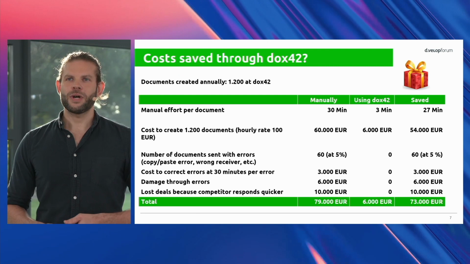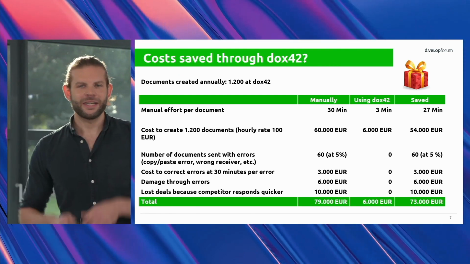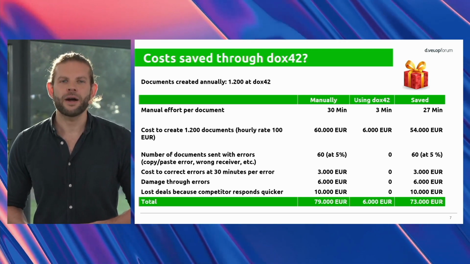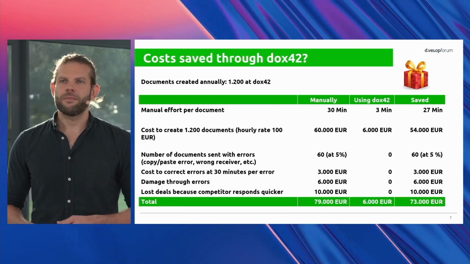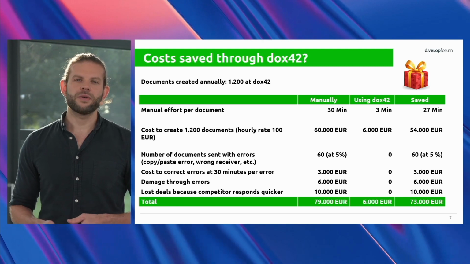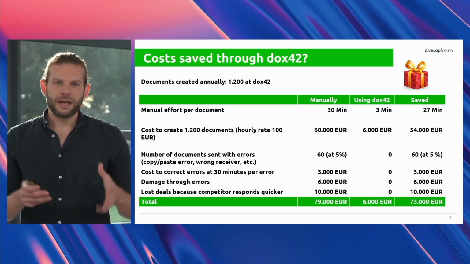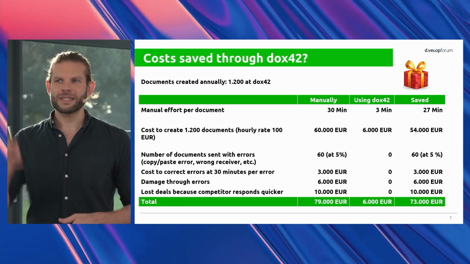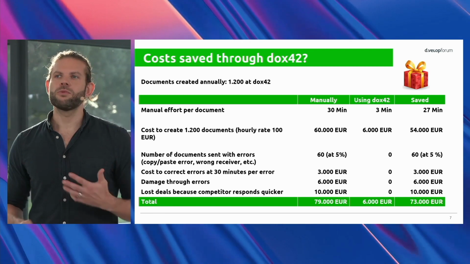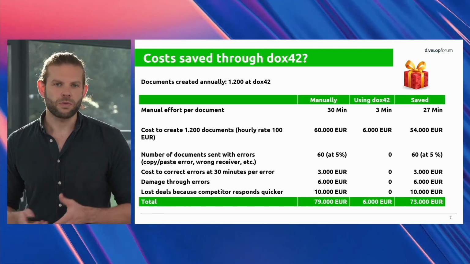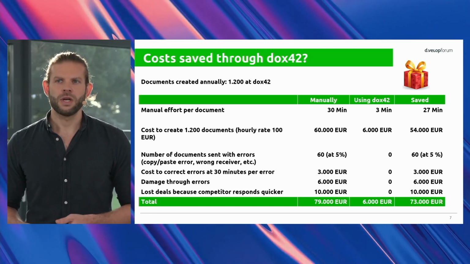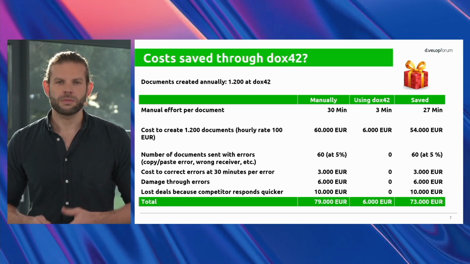Yeah, then I brought you a little overview about one scenario. It's what costs can be saved through Dox42 by automating. I just select a number of 100 documents per month, so that's 1,200 annually, and you know that's average numbers. So it depends a little bit, but it's an average number. So we say manual effort per document with all the approval steps and so on could be 30 minutes when we're talking about quotes, for example. So that's 30 minutes, and then you have 1,200 documents leads to 60,000 euro just for creating documents manually.